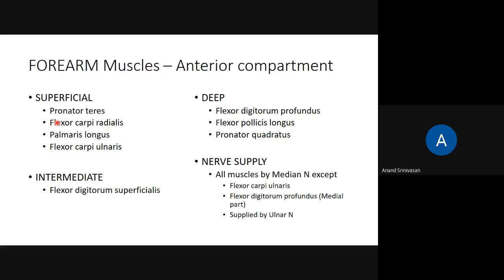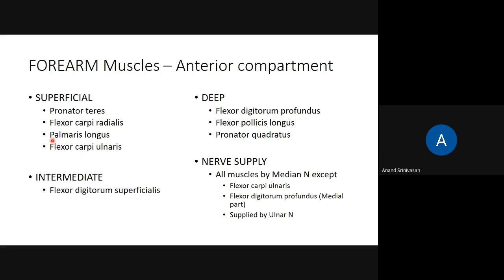Now next to it, to the digits. To the digits, there are two muscles, flexor digitorum superficialis and flexor digitorum profundus. When I say the digits, it's only the four fingers, not the thumb: the index, middle, ring, and the little. Now to the thumb, flexor pollicis longus. There is another muscle, the pronator quadratus.